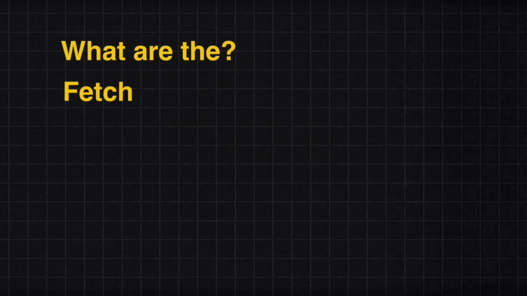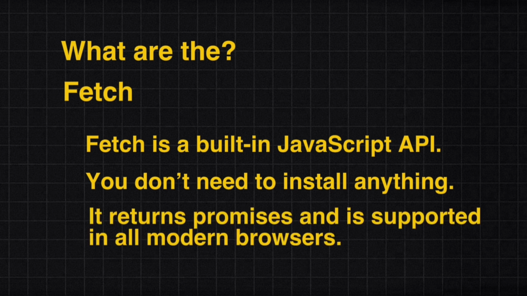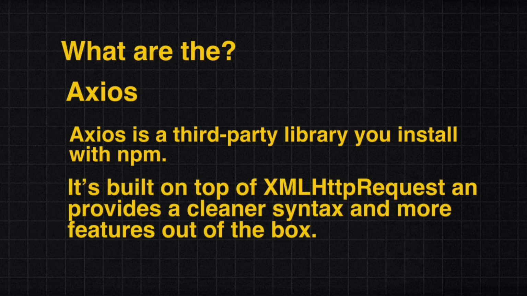Section 1. What are they? First, what exactly are fetch and Axios? Fetch is a built-in JavaScript API. You don't need to install anything. It returns promises and is supported in all modern browsers. Axios is a third-party library you install with npm. It's built on top of XMLHttpRequest and provides a cleaner syntax and more features out of the box.